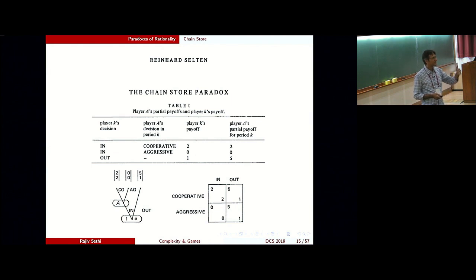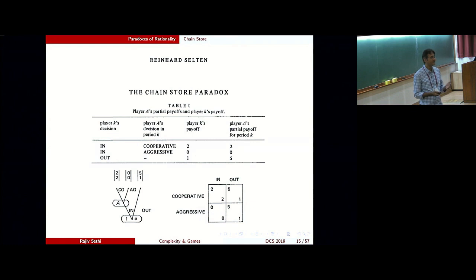You have applied this reasoning to the 20th town, now apply it to the 19th, to the 18th. You know what's going to happen, so in every town the entrant will come in and be accommodated. But he said there's something non-intuitive about this. In the first town, if the chain store behaves aggressively, suddenly it has done something that equilibrium says you should not be doing. At that point, everything's out the window.